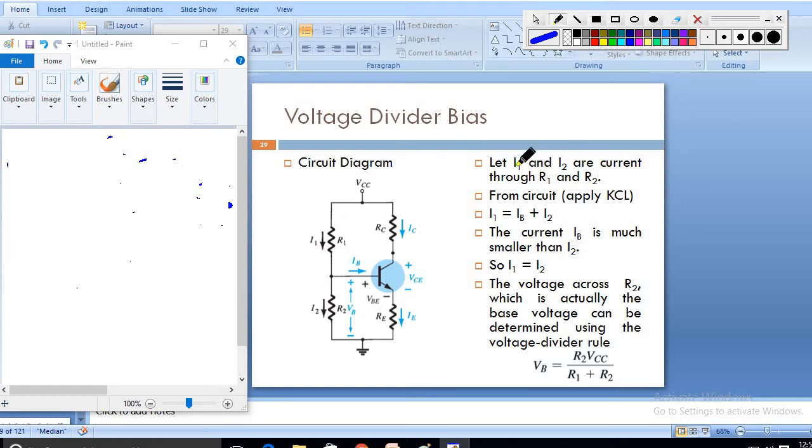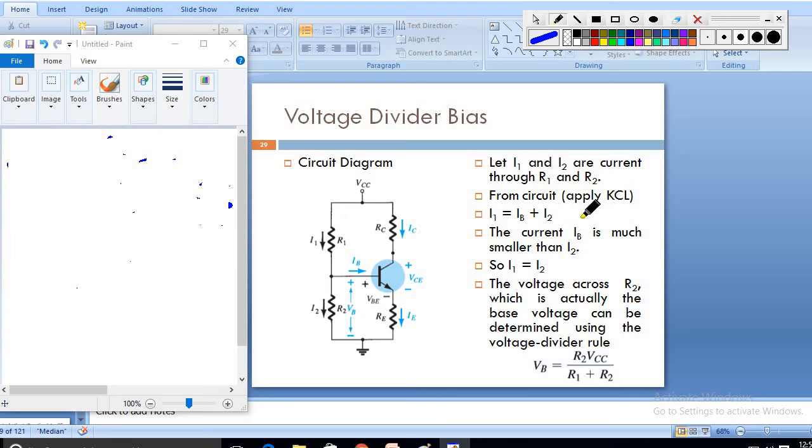Okay, the voltage divider bias circuit. So in this circuit, voltage will be divided across these two resistors R1 and R2. See here, let I1 and I2 be the currents flowing through this R1 and R2. In this circuit diagram, the current flowing through R1 is I1, and the current flowing through R2 is I2. From the circuit, apply KCL.